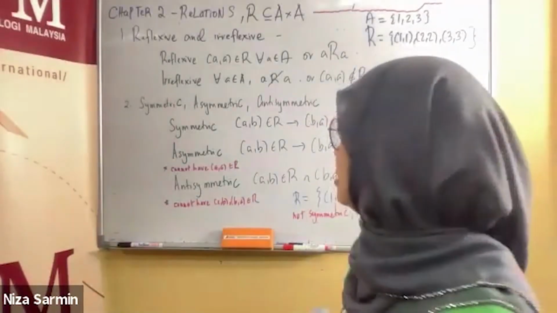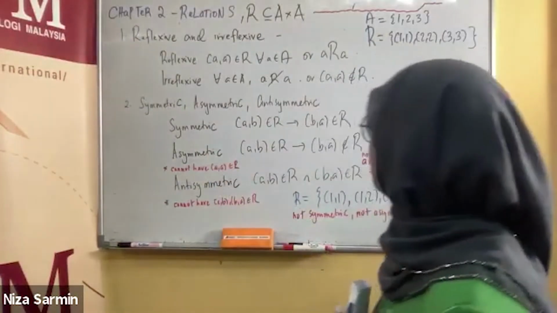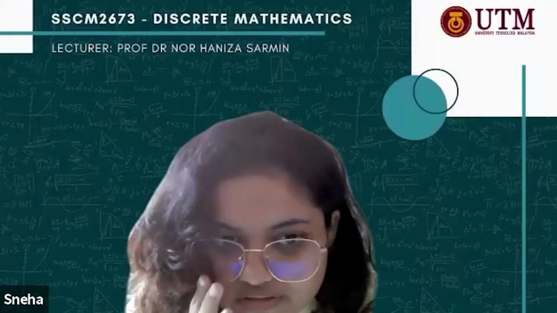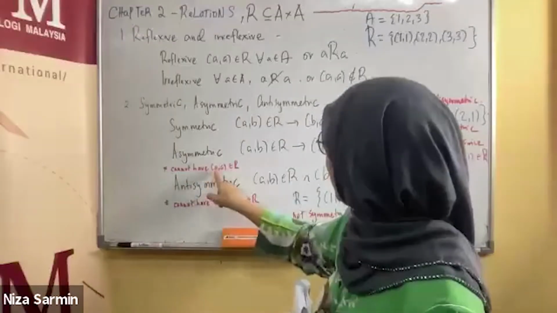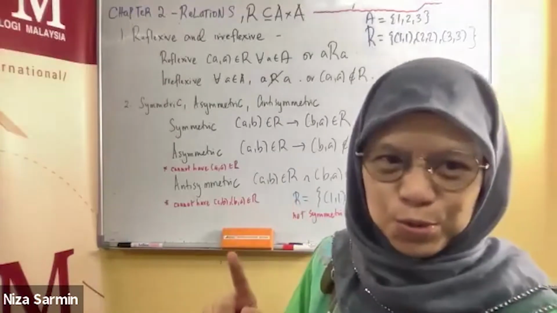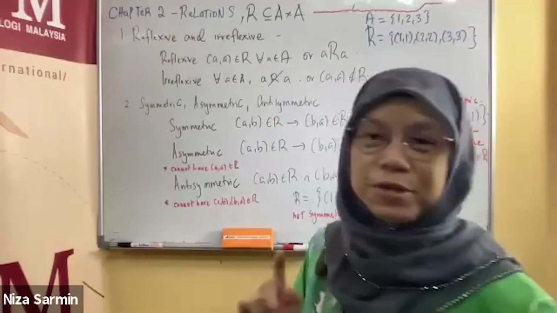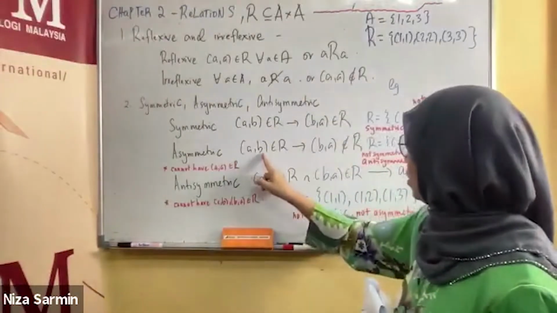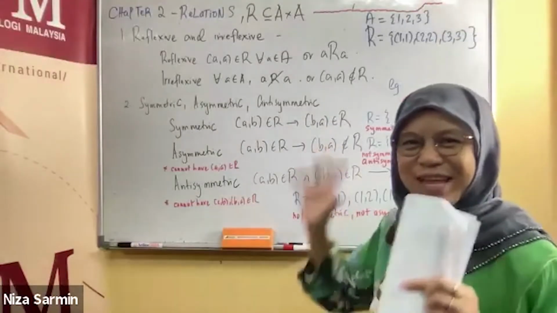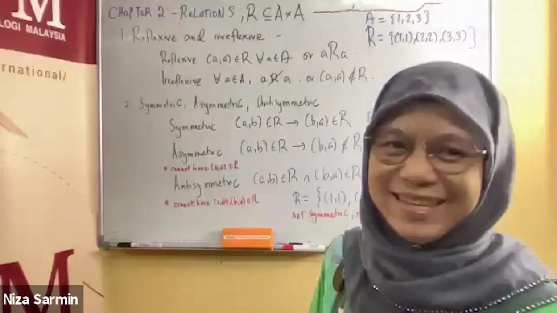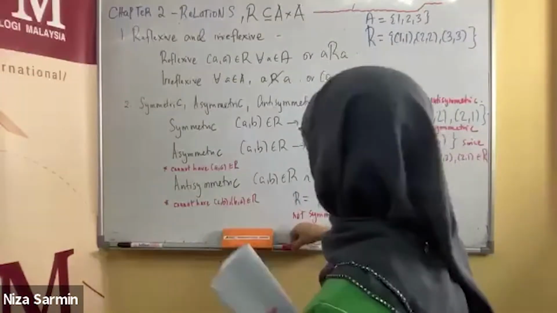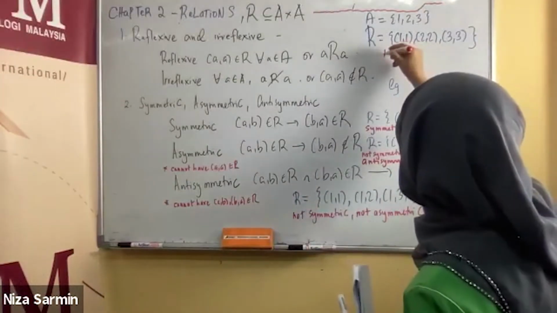Neha? Is it asymmetric? Yes, Prof. Cannot have (a,a). So the answer is no, not asymmetric. Because you have (1,1), you cannot have (1,1). How can it be? So you cannot have an (a,a). So it is not. Why did I not write the answer? So it is reflexive.